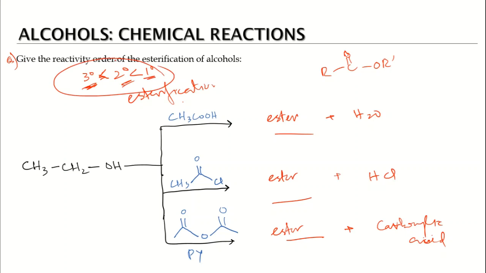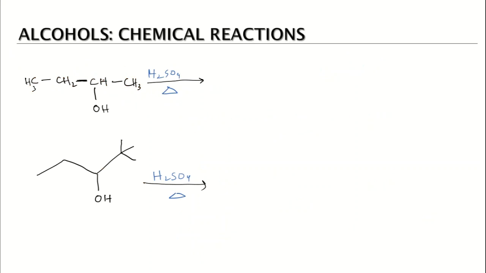Okay, now let's look at another question. We have an alcohol, and this is a 2 degree alcohol, and the reagents used in this reaction are acid in the presence of heat. We know that when we use acid in the presence of heat, the reaction is a dehydration reaction, and the product of the dehydration reaction is an alkene.